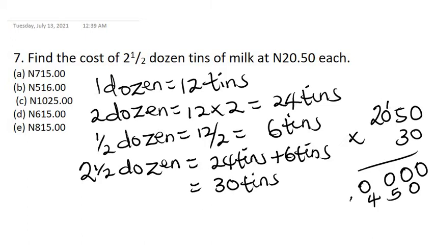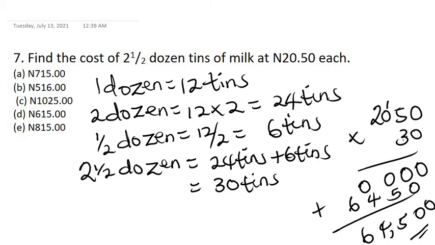3 times 2, 6. Okay, so let's sum this up. We have 0, 0, 5, 4, 6, 64,500. So the right answer is not there. Okay, sorry, we need to put a decimal. So we count 2 places and put a decimal. Hope I didn't miss anything.